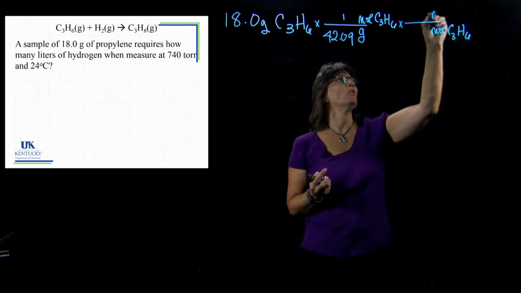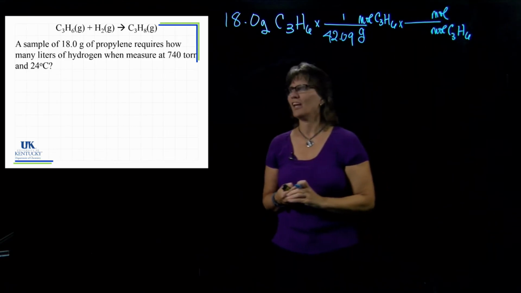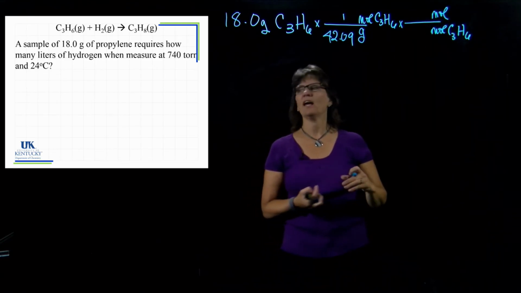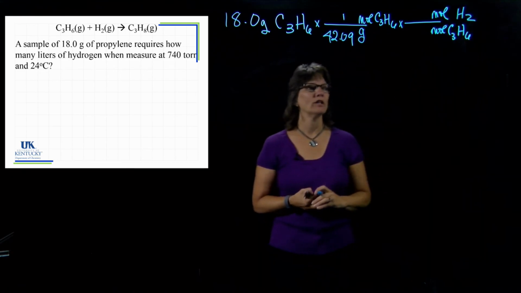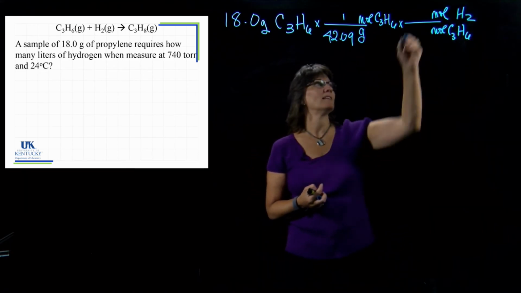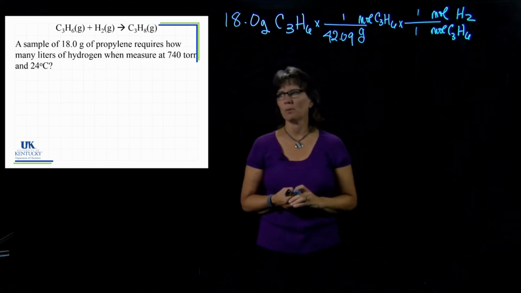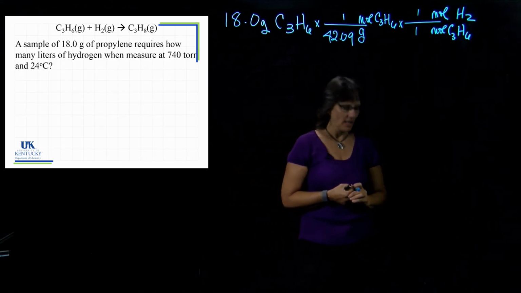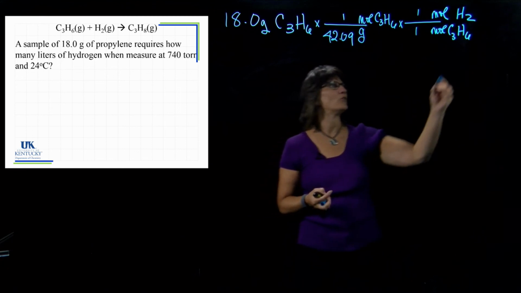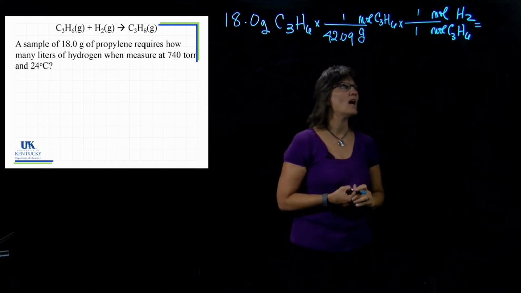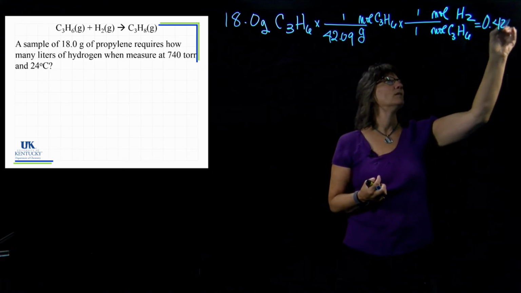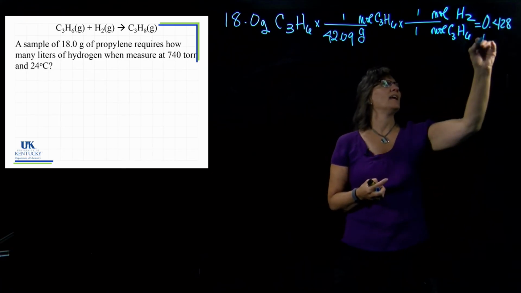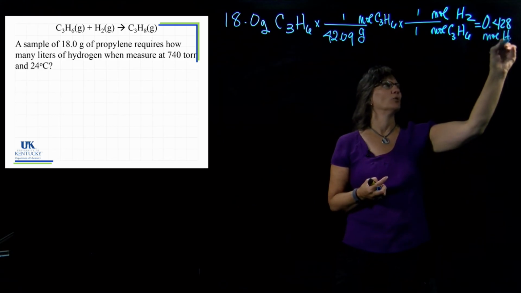Now I'm going to go over the bridge from moles of C3H6 to moles of what they're asking about, the unknown. In this case, the unknown is hydrogen. As I look at the balanced equation up there, I see that it's a 1-to-1 relationship. So now I've gone over the bridge, and I have, at this point, moles of hydrogen. Now, I want to stop and actually get a number for this. It is 0.428, and that is moles of H2.